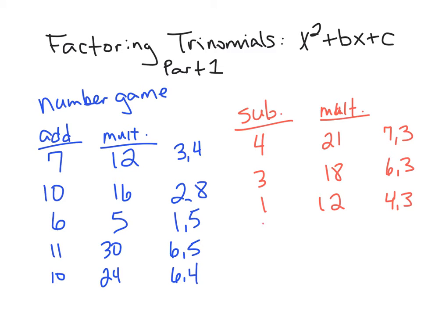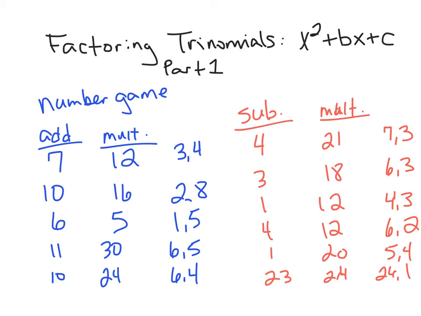Subtract to be 4, multiply to be 12. That would be 6 and 2. Subtract to be 1, multiply to be 20. That would be 5 and 4. Or subtract to be 23, multiply to be 24. That would be 24 and 1. Okay, so whenever we are factoring, this is the way that makes the most sense to me, that if I'm factoring, I'm thinking about it in this way.